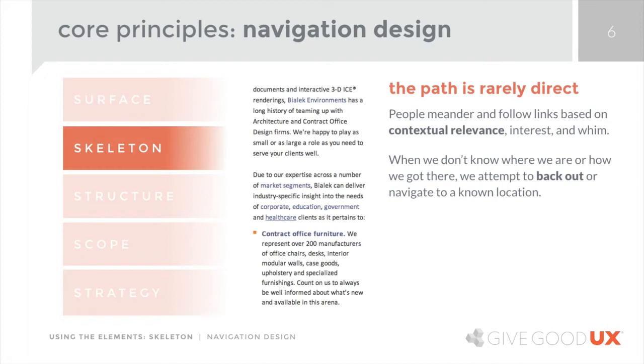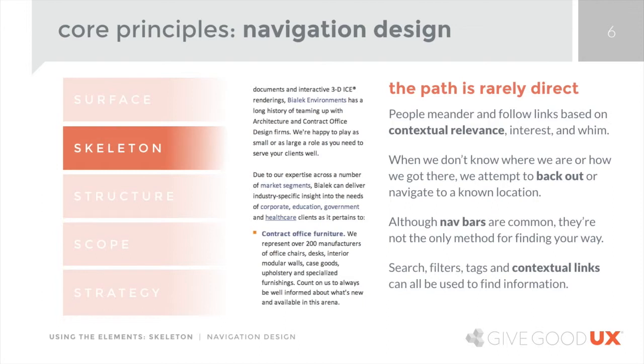But what that also tells you is that something is wrong with your navigation model. And what may be happening is you may need more than one way to navigate. Although navigation bars are very common, they're not the only method for finding your way. Search, filters, tags, contextual links, these things can all be used to find information.